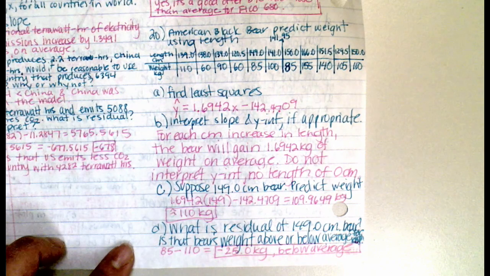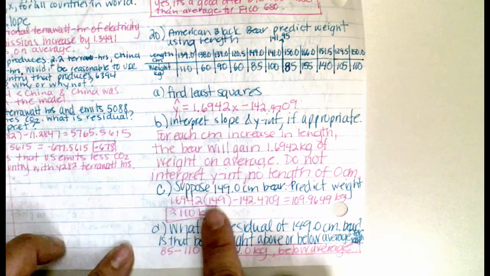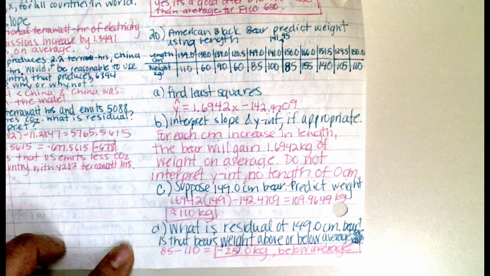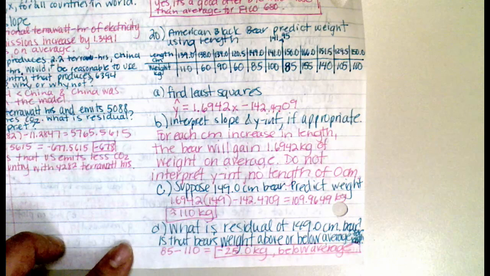Part C asks you to predict the weight for a 149 centimeter bear. So I did that by hand. I did show you yesterday how in that simple linear regression there's a spot for predict X. So that's totally fine if you used StatCrunch instead of plugging it in by hand.